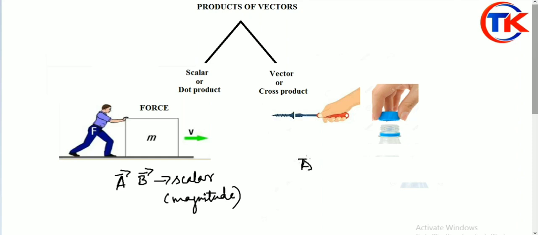Cross product means if you multiply two vectors, the resultant will be a vector, that is, magnitude with direction. Suppose A is a vector, B is also a vector, right? If you make this a cross product, then the resultant will be a vector, which means magnitude and direction. Clear?